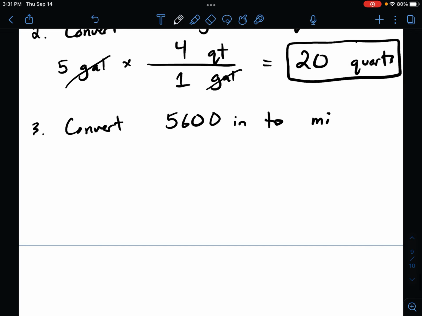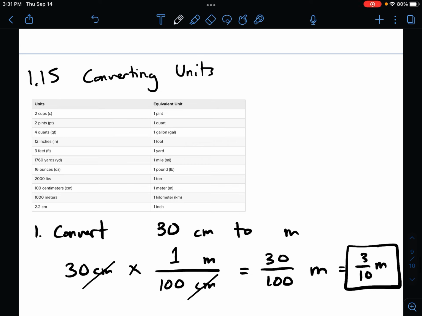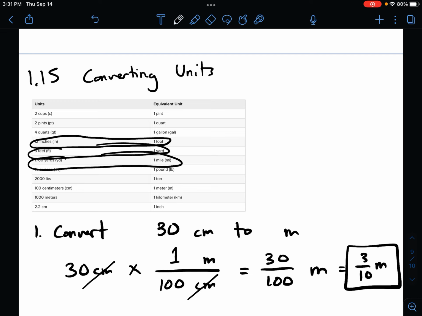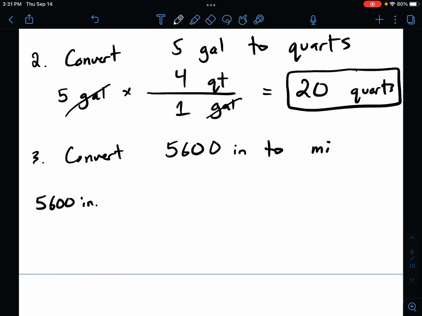All right. Last up, we've got 5,600 inches, and we're turning these into miles. So I'm going to start with my 5,600 inches. Now, if we notice, it doesn't tell us exactly how many inches are in a mile. It tells us how many inches are in a foot, how many feet are in a yard, and how many yards are in a mile. So let's start by getting these inches into feet. All right, so I don't want inches anymore, so I'm going to get rid of the inches, top and bottom, and I'm going to turn them into feet first. And I know that in 1 foot there are 12 inches.